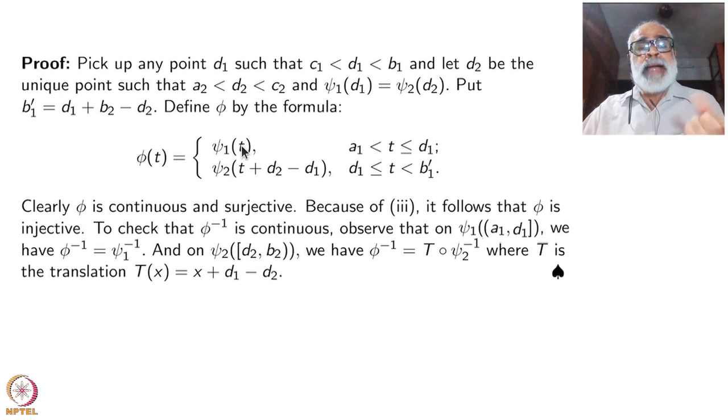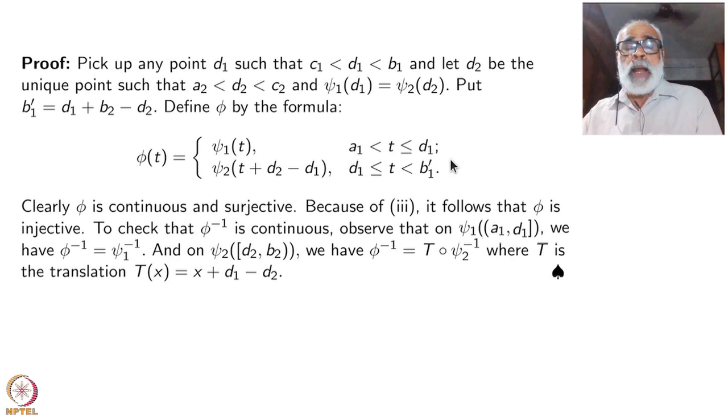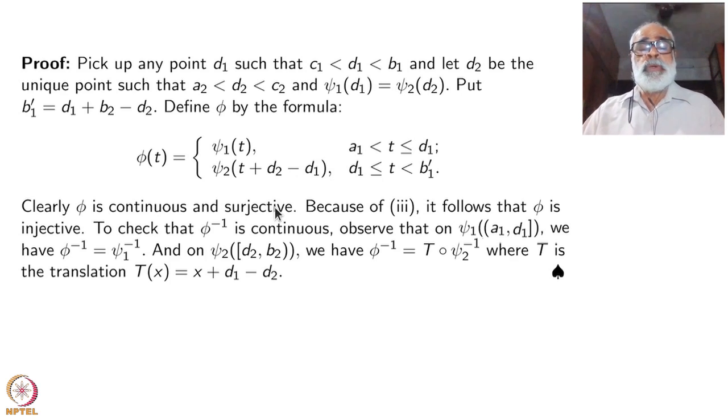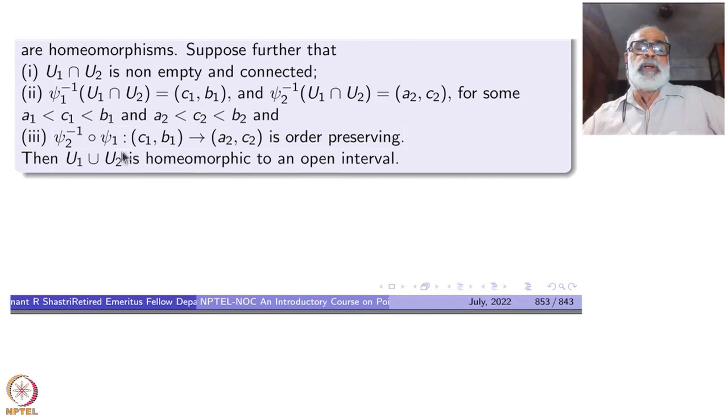So all the points of U1 union U2 are taken care of. If they are inside U1, then psi 1 of t takes care of up to D1. Beyond D1, psi 2 will take care of it. All the points of this one are taken care of here. So phi is surjective onto U1 union U2. Because of 3, what is this 3? That's the point: it is order preserving.